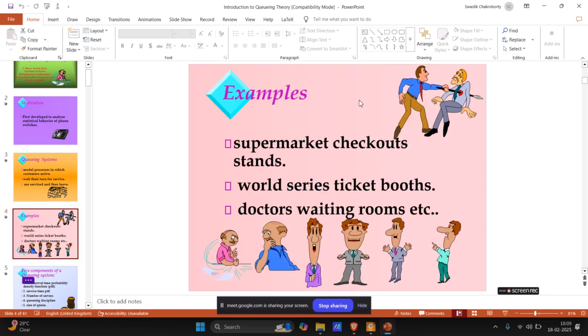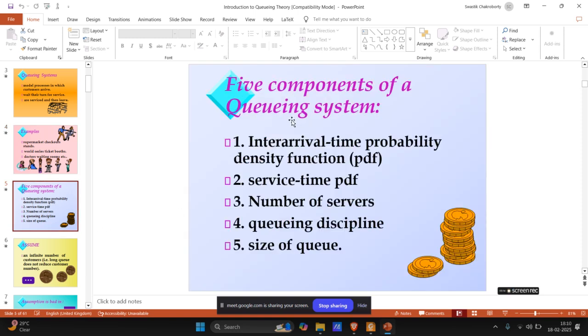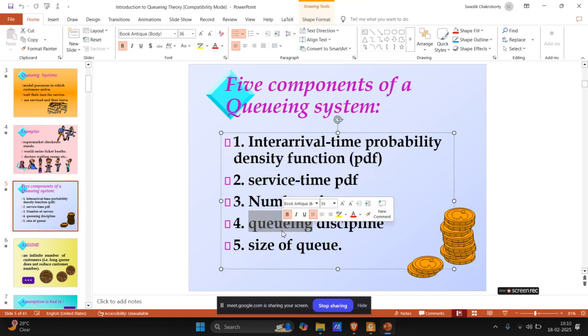So there are multiple examples of queues, like a supermarket checkout stand or ticket booths. Okay. So what are the five components of a queuing system? The components of a queuing system are the inter-arrival time, service time, number of servers, queuing discipline, and size of queue. So these are the five components in which the total description of a queue is captured. So the first thing is the inter-arrival time probability density function.